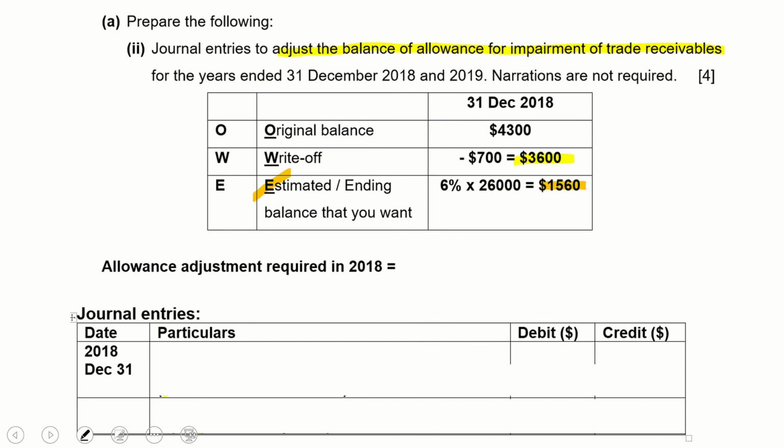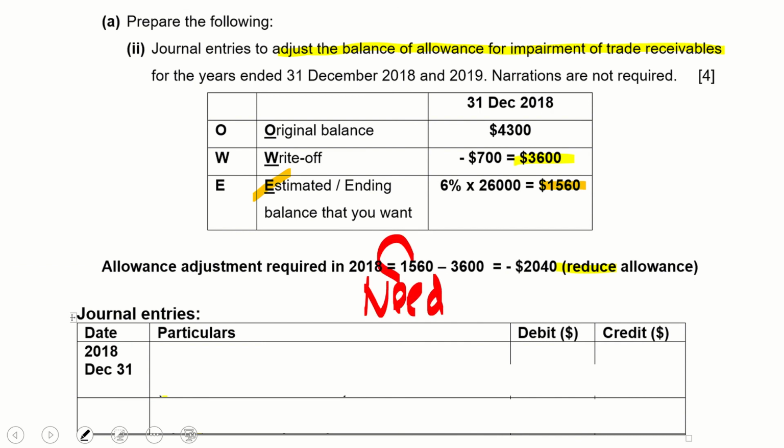So what is the allowance that is required in 2018? I should take what I want, 1,560, minus what I have, 3,600. And I will see that there was a reduction in my allowance because I have 3,006, but I don't need so much. I only need 1,005. All right, I only need 1,005, and I have 3,006. I actually don't need so much.